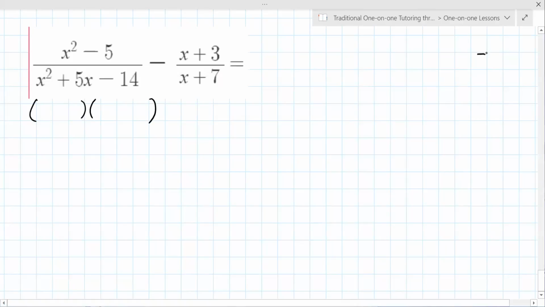So you need 2 numbers that multiply to -14 and add up to +5. So I'll write out the possibilities. You tell me which one is correct. Which of these adds up to +5?